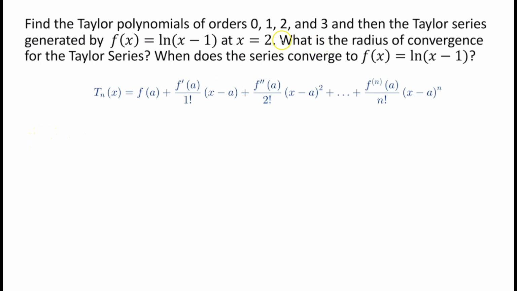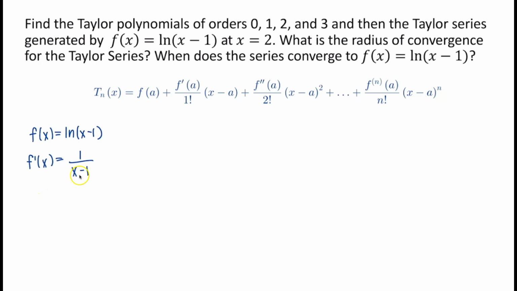We're going to need to take at least 3 derivatives of this function because we want up to order 3 of a Taylor polynomial. So let's go ahead and write f of x is equal to natural log of the quantity x minus 1. The first derivative is going to be 1 over x minus 1, using the chain rule, times the derivative of the inside, but that's just 1. So 1 over x minus 1.